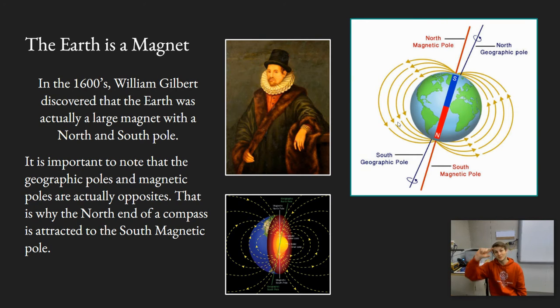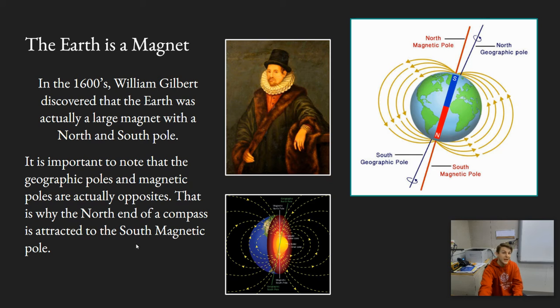Our magnet is actually flipped upside down. So the north geographic pole is actually the southern magnetic pole, while the south geographic pole is actually the north magnetic pole. So it's actually flip-flopped. Our magnet is quite literally upside down. And that's very important, because if you use a compass, if you were using it correctly, you would see that the north arrow, or the northern part of the compass, is actually attracted to the north magnetic pole.